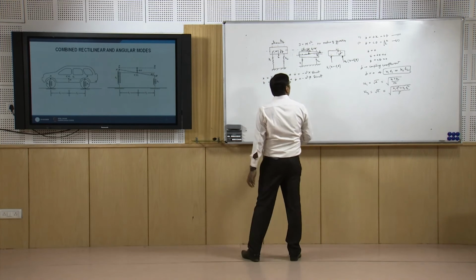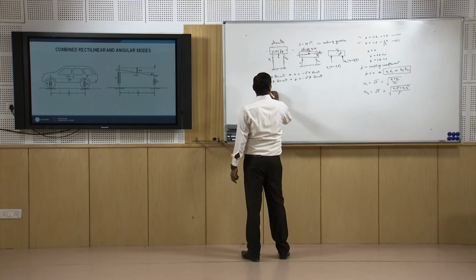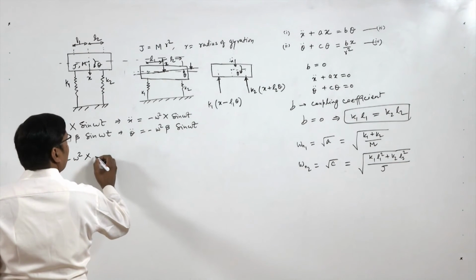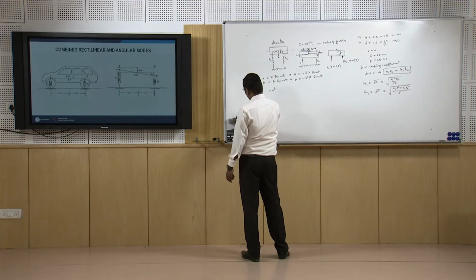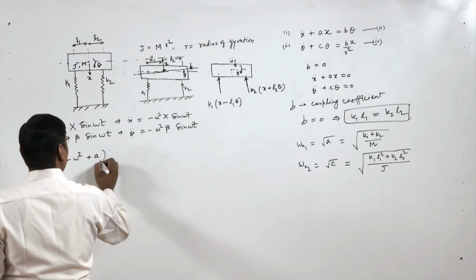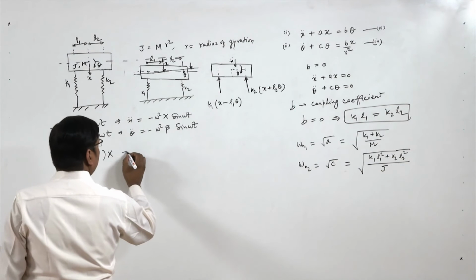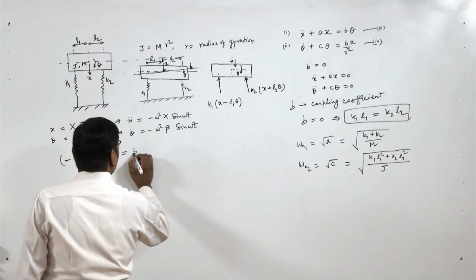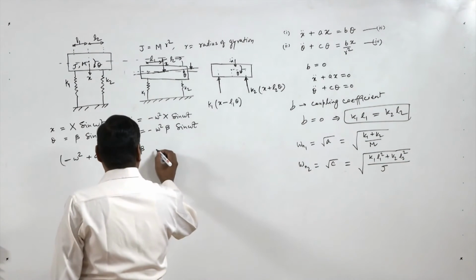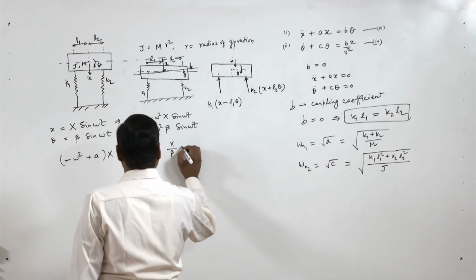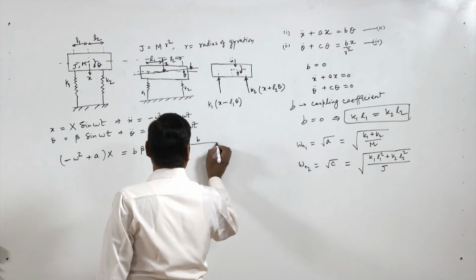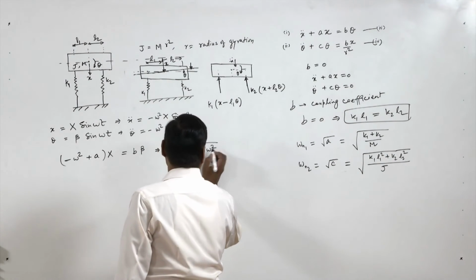So, we put these values. So, here minus omega square x, so we can write minus omega square plus a, x equal to b into beta, and from here we get x by beta. So, x by beta equal to b upon a minus omega square.